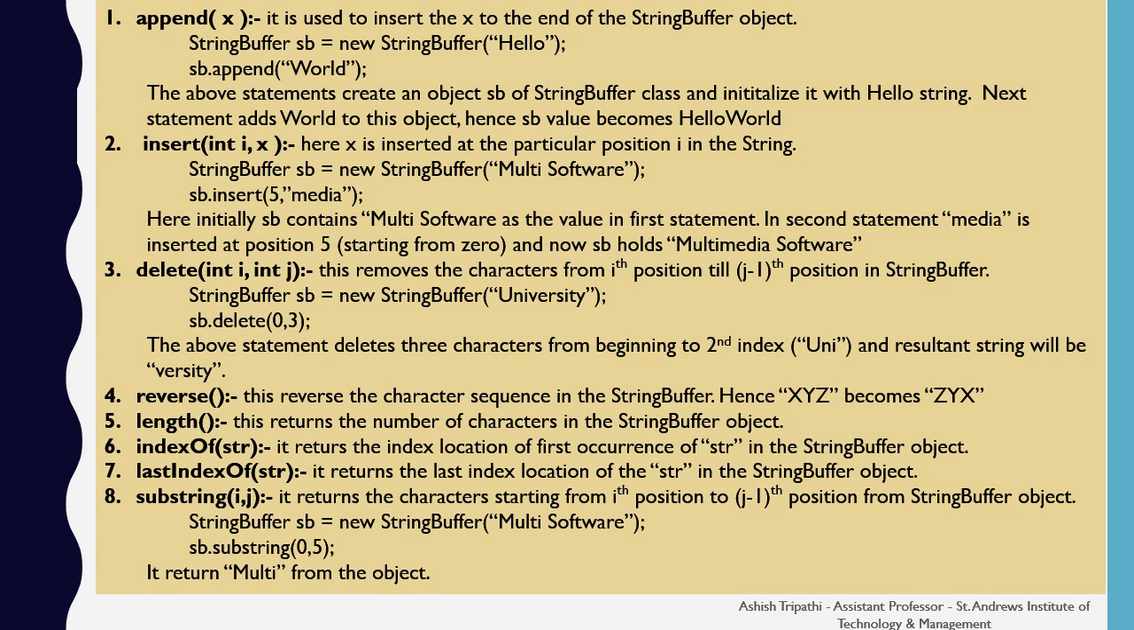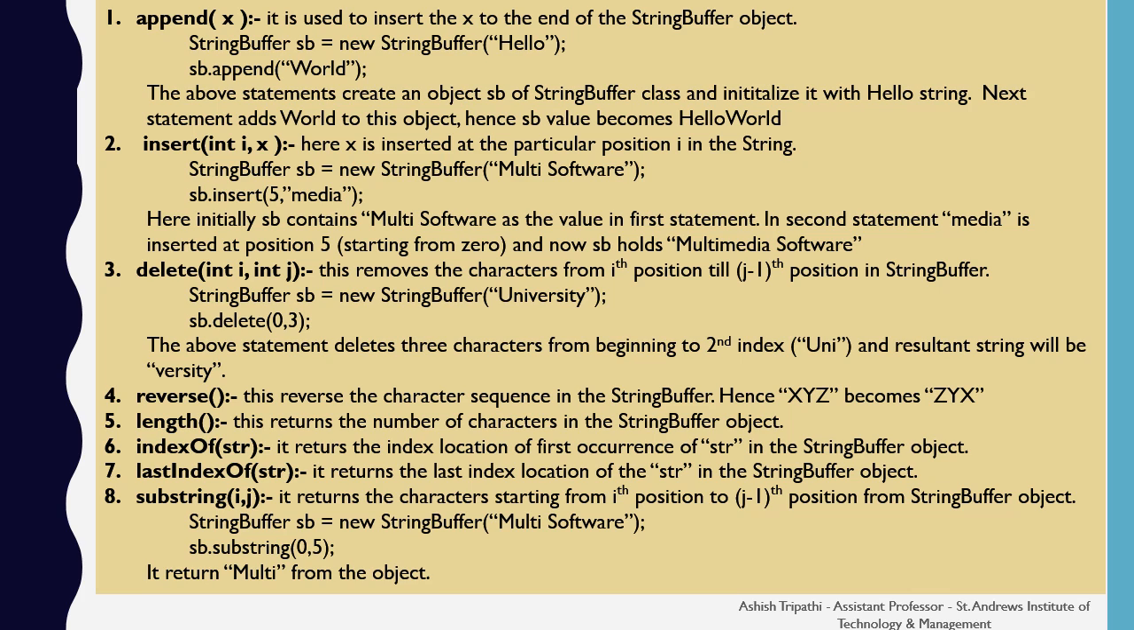The fourth method is reverse. This reverses the character sequence in the StringBuffer. Hence, XYZ becomes ZYX. The fifth method is length. This returns the number of characters in the StringBuffer object. The sixth method is indexOf. It returns the index location of the first occurrence of the str in the StringBuffer object. The seventh method is lastIndexOf. It returns the last index location of the str in the StringBuffer object from the right hand side.